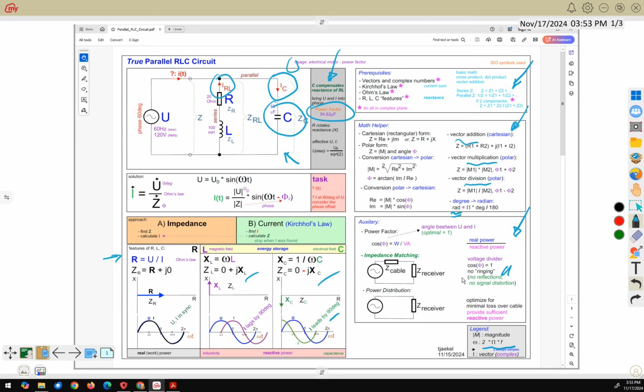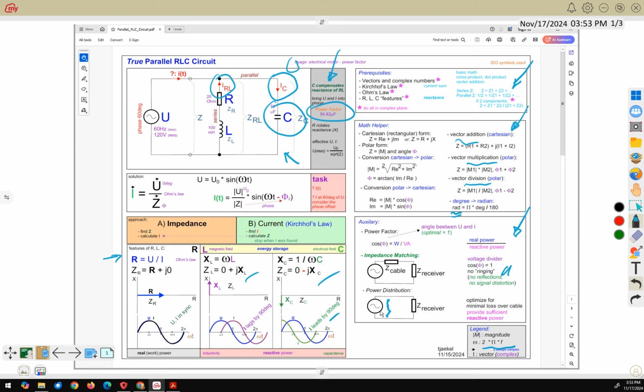We want to optimize for the minimal loss over the cable, but this results in the fact that the reactive power matters a lot. If your receiver has a lot of reactive power, that means your source has to provide also the reactive power, not just the effective power, or the real power.